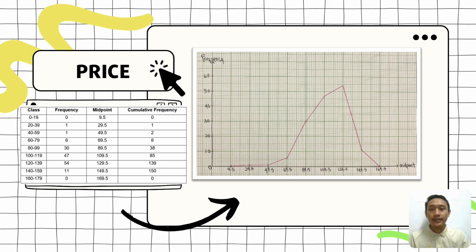Based on the graph on the slide, we can see the class interval 120 until 139 has the highest frequency of 54. This means that there are 54 data points falling within this range. In other words, 54 observations have values between 120 and 139. Therefore, the class interval 0 until 19 has the lowest frequency of 0. This indicates that there are no data points falling within this range.